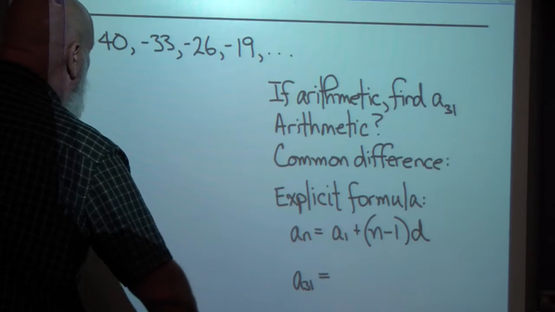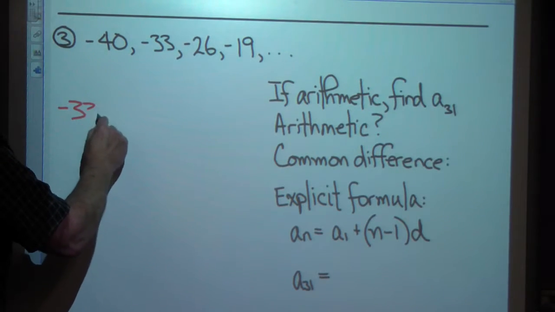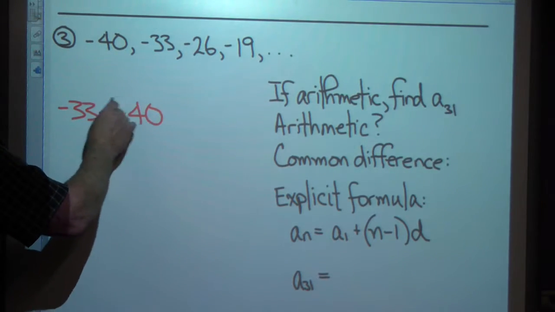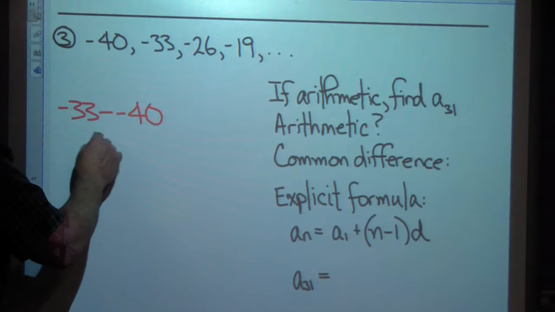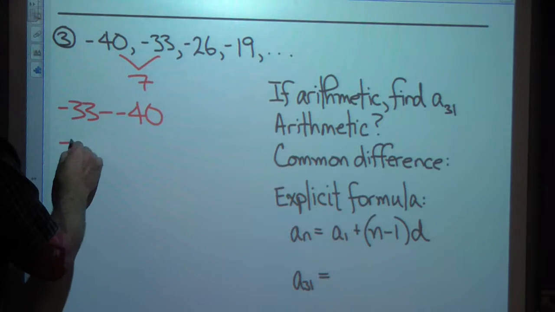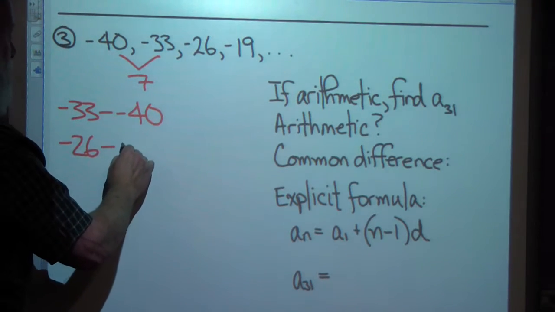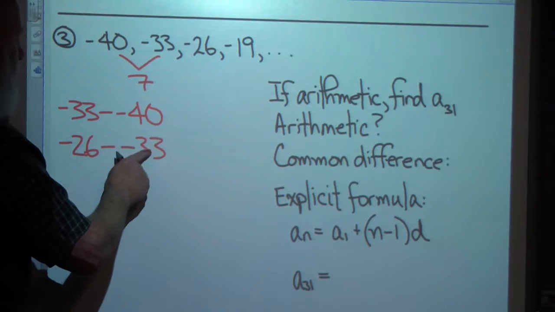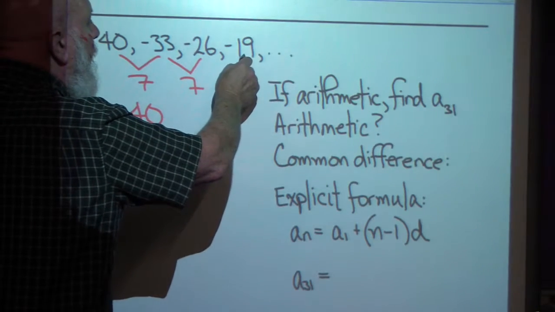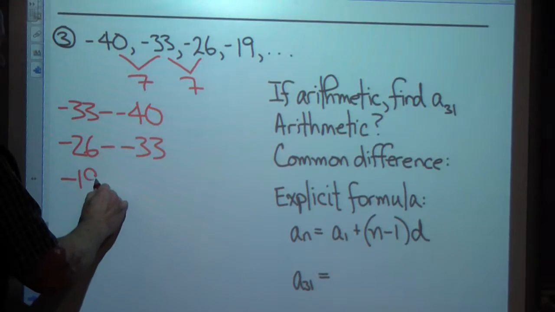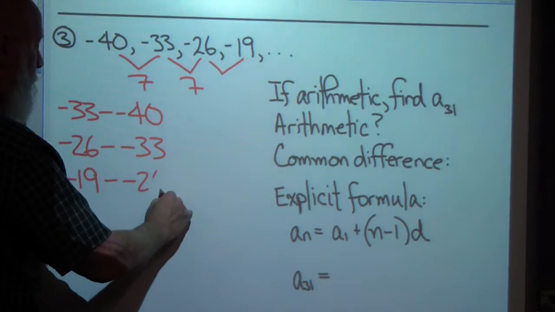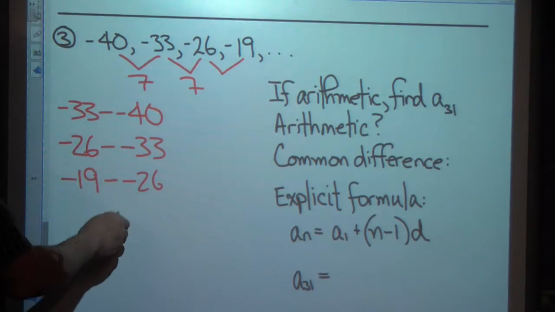The last one. Negative 40, negative 33. We're going to check to see if it is arithmetic. This is positive 40 minus 33, what is that, 7? I think. And then we got negative 26 minus negative 33. That's 33 minus 26, that's also 7, if I haven't made a mistake. And negative 19 minus negative 26. So that's positive 26, 26 minus 19 is also 7.